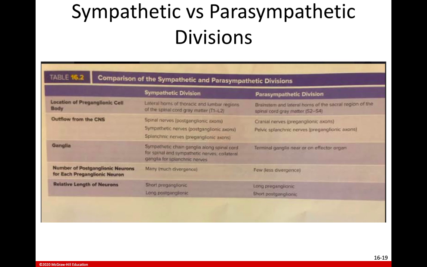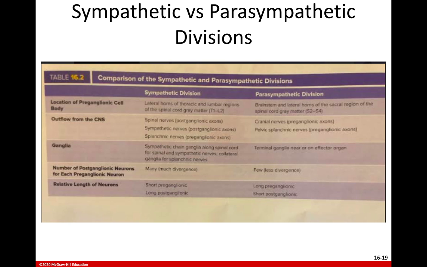So again, just to review, remember that your sympathetic division of your autonomic nervous system is called thoracolumbar because it includes spinal nerves that branch from T1 through L2. And then remember, our parasympathetic division of our autonomic nervous system is called craniosacral because it includes several of our cranial nerves as well as our spinal nerves S2 through S4.